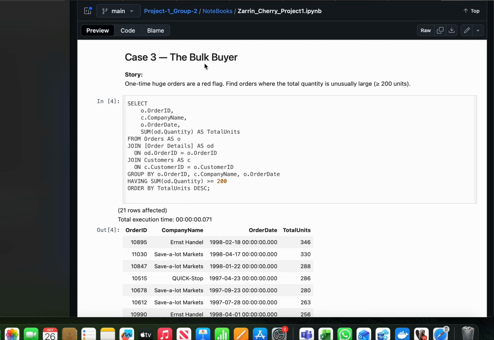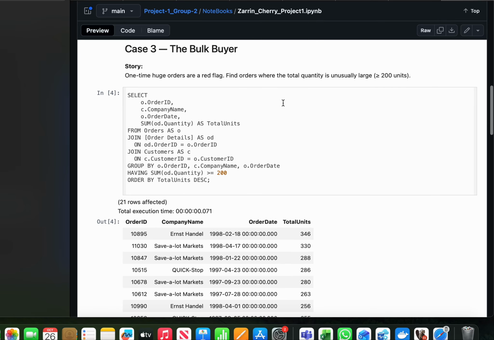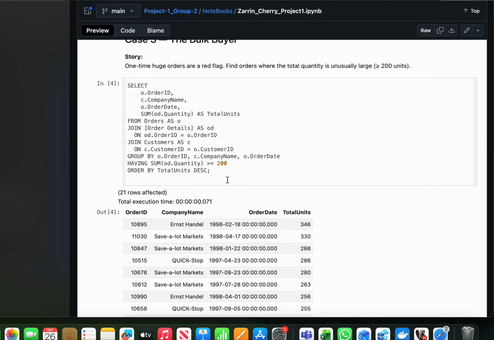Case 3, the bulk buyer. Case 3 was more interesting. I had to find customers who made huge orders, meaning total quantities of 200 units or more in a single order. I joined the orders table with the order details table, grouped the results by order ID, and used the sum quantity function to total how many units were in each order. Then I used the having clause to show only those that had totals greater than or equal to 200.